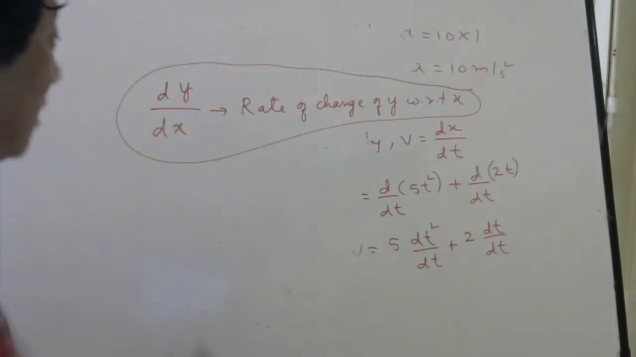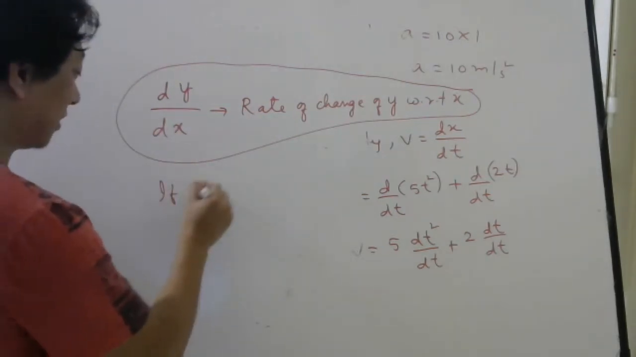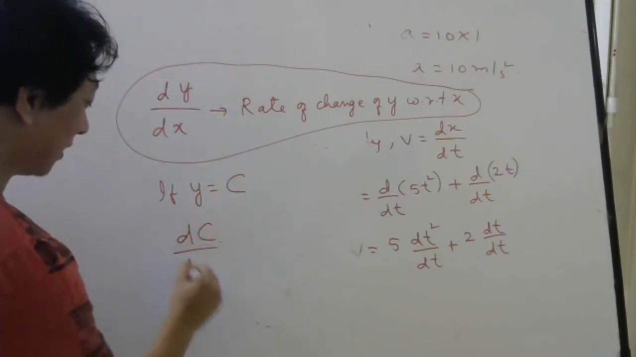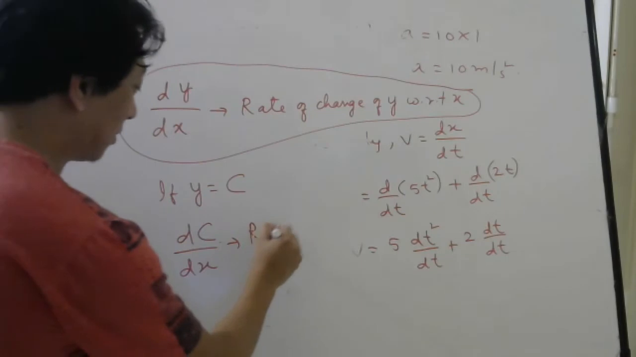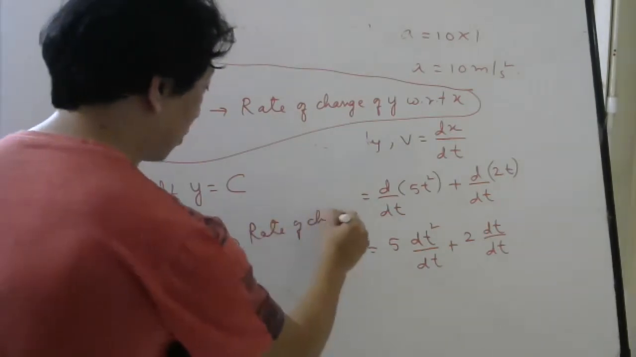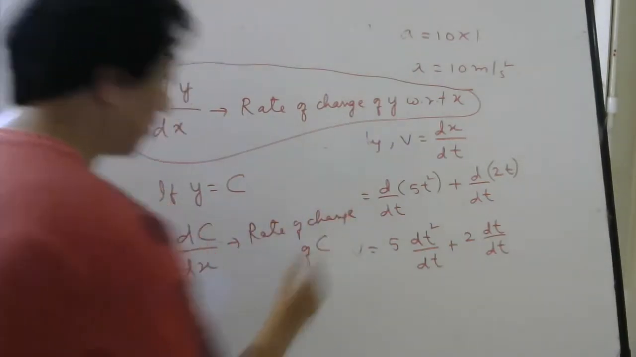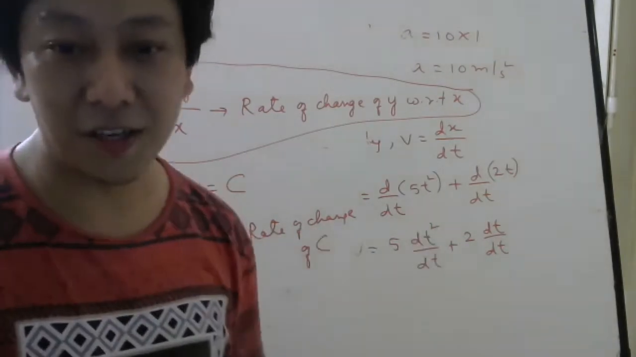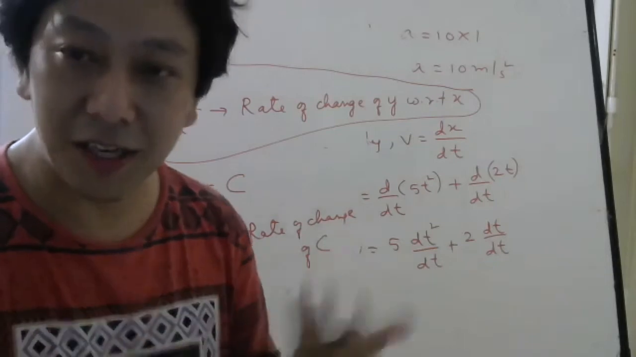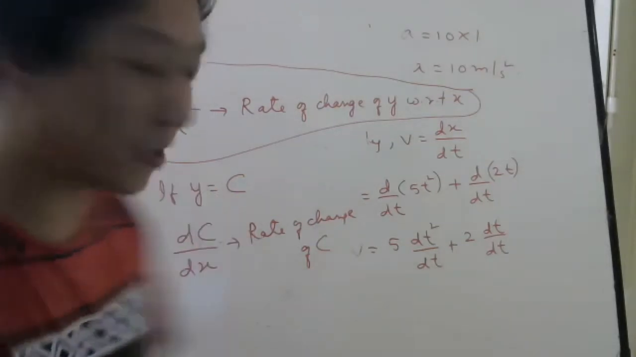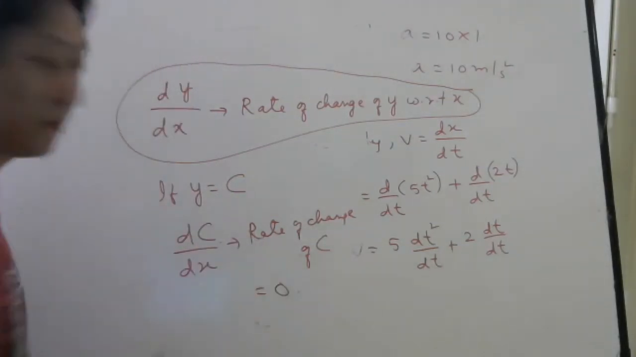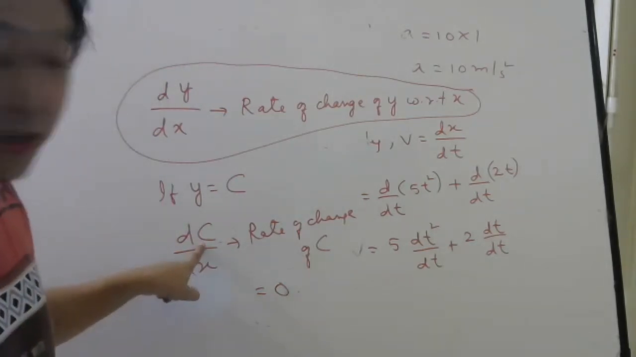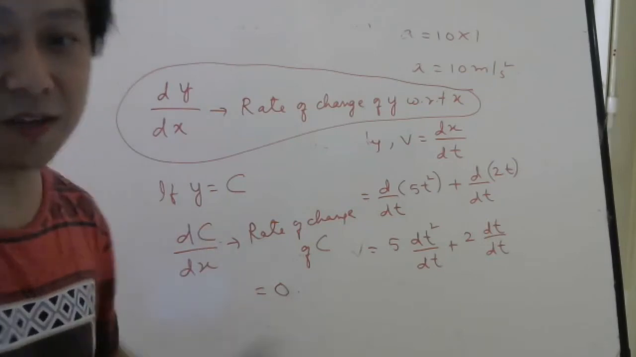Now think, students, if y is constant, then d constant by dx will be what? Rate of change of constant. What is change of constant? Constant doesn't change only. So change of constant will be 0. Understood or not? So that is why differentiation of constant will be 0.